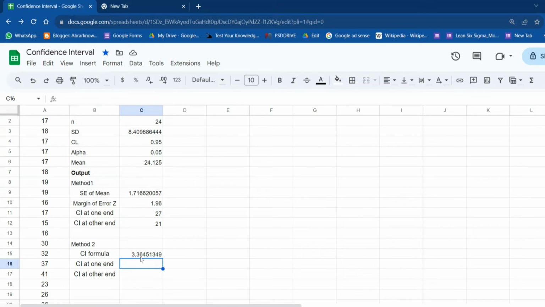Now from that, the confidence interval, you can just add it. So mean plus this one, you will get, I'll make it no decimal. So 27, exactly the same thing. Mean minus this value will be 21, right? That means we can tell with 95 percentage confidence that the value will be between 21 and 27, right?